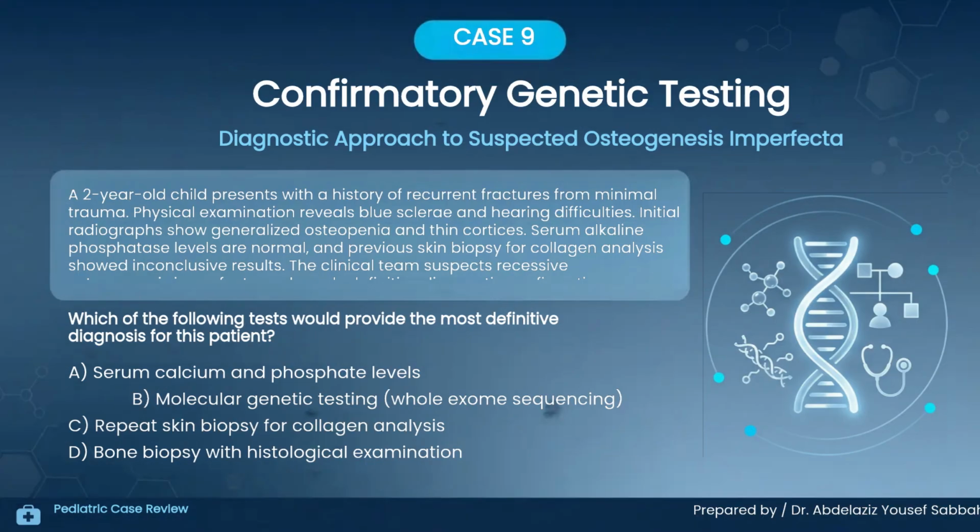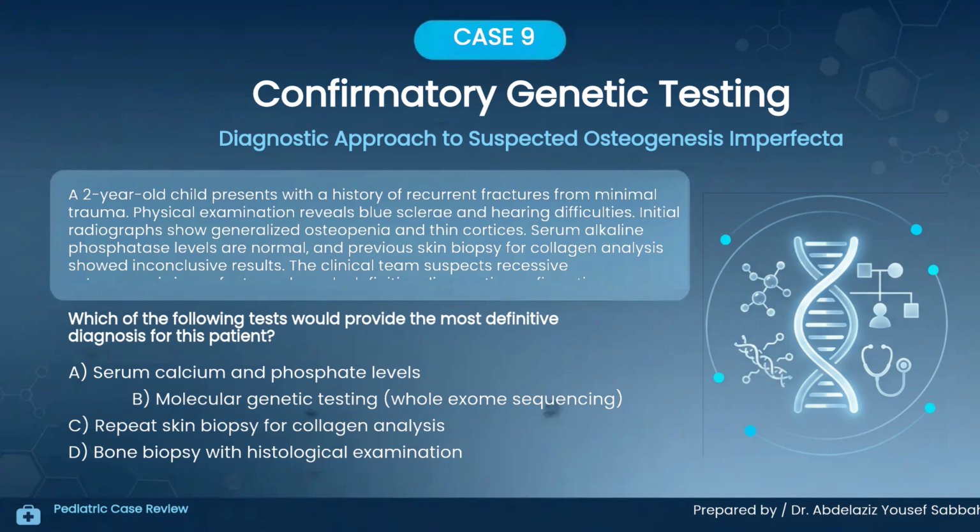Case 9. A 2-year-old child presents with a history of recurrent fractures from minimal trauma. Physical examination reveals blue sclerae and hearing difficulties. Initial radiographs show generalized osteopenia and thin cortices. Serum alkaline phosphatase levels are normal, and a previous skin biopsy for collagen analysis showed inconclusive results. The clinical team suspects recessive osteogenesis imperfecta and needs definitive diagnostic confirmation.